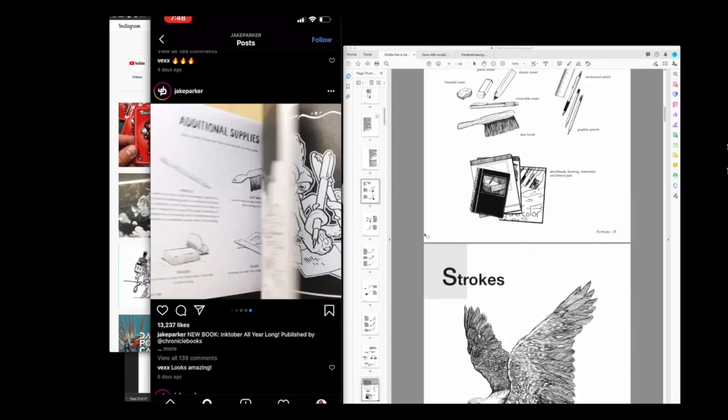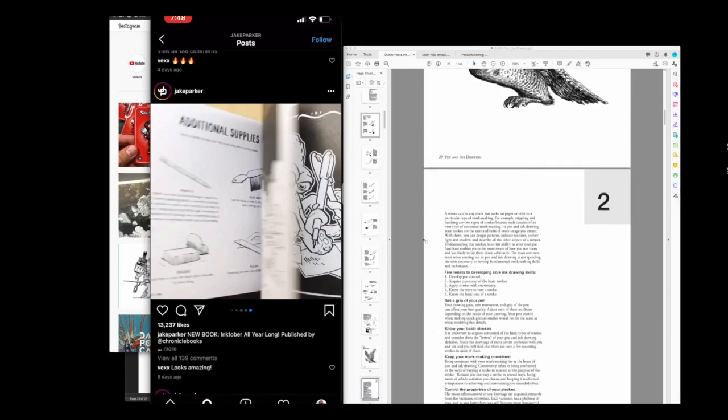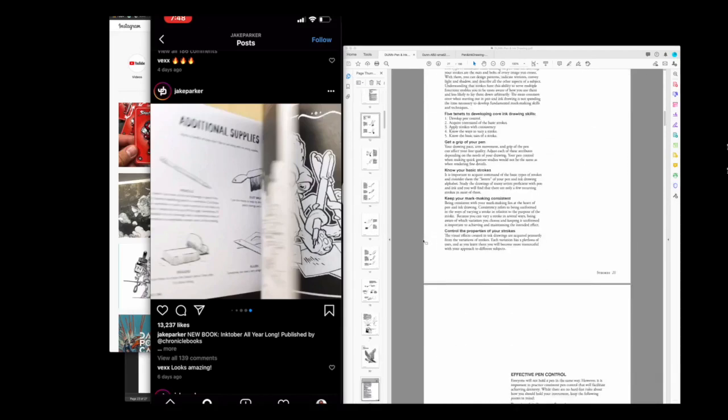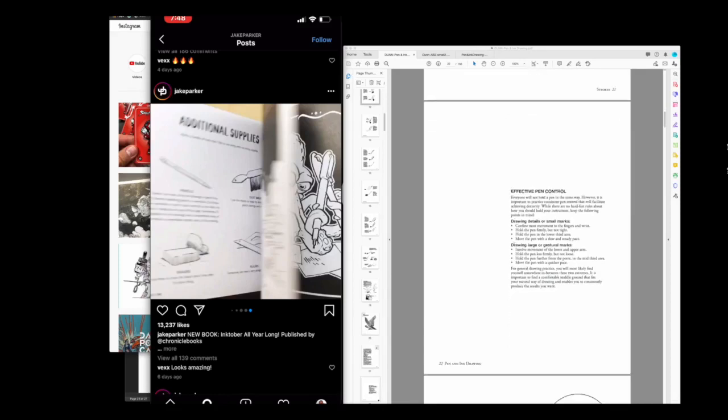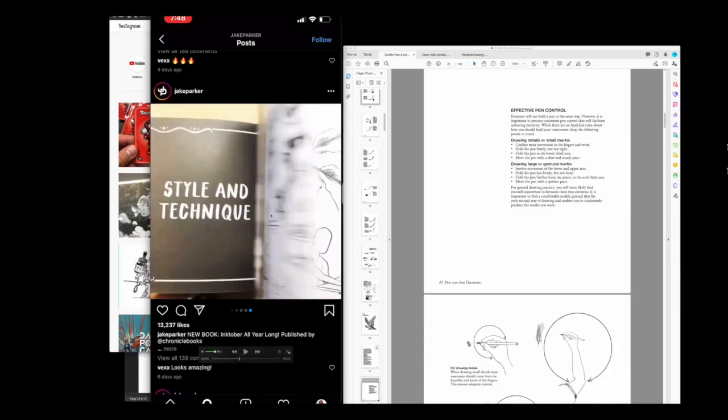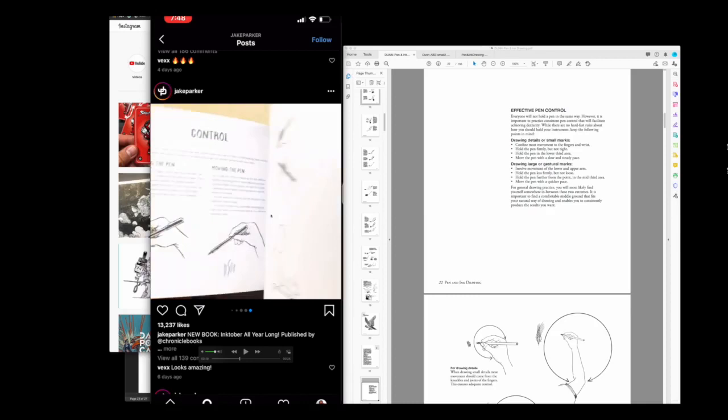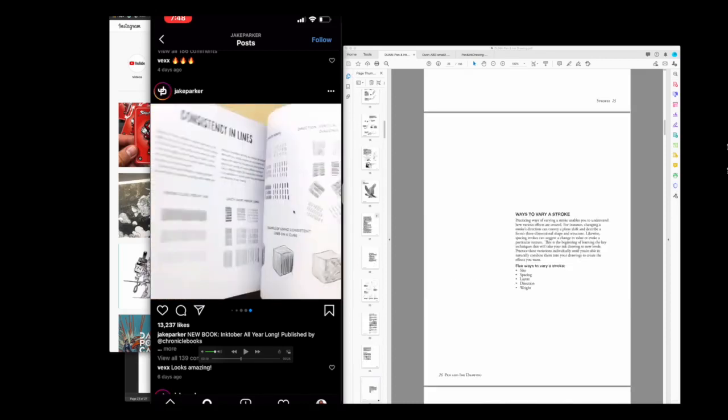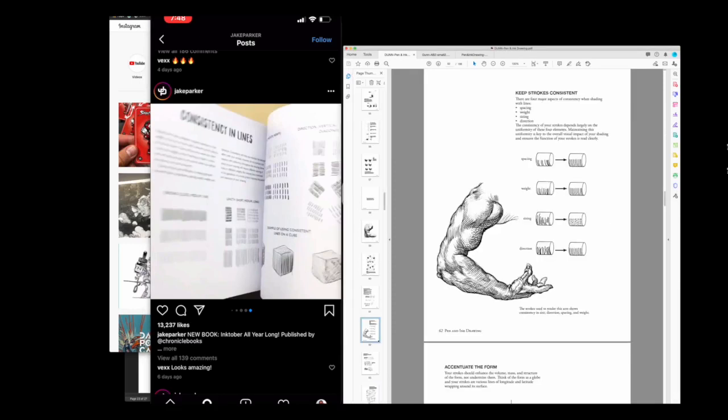Okay, and I go to strokes, basic strokes, right? I start my chapter with effective pen control. Style and technique, he calls it. Oh, what's at the beginning? Control. Consistency in lines. Now, I discussed consistency not in this chapter, but in shading. Keep your strokes consistent. There are four major aspects of consistency when shading with lines.